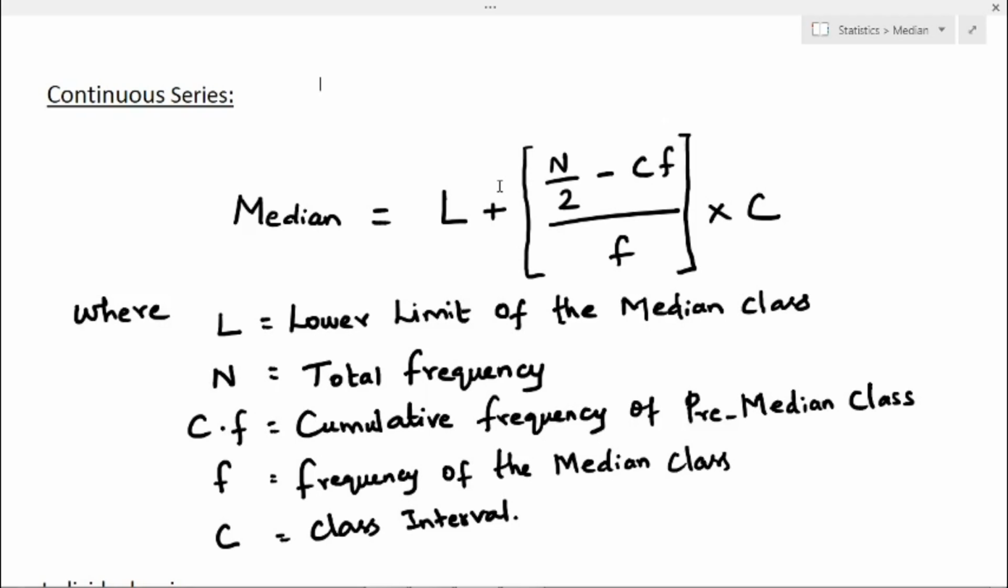Next, continuous series. Suppose the data are given in the form of continuous series, we have to use the formula: median equals capital L plus (N by 2 minus CF) divided by F into C, where L is the lower limit of the median class, capital N is the total frequency value, CF is the cumulative frequency of the pre-median class, F is the frequency of the median class, and C is our class interval.